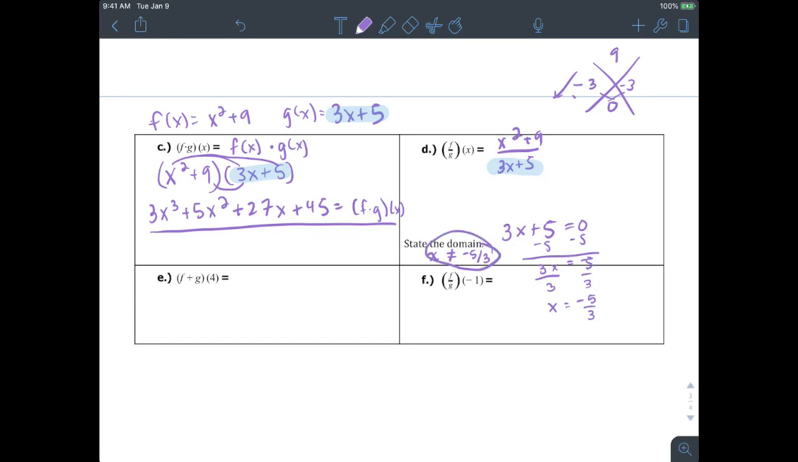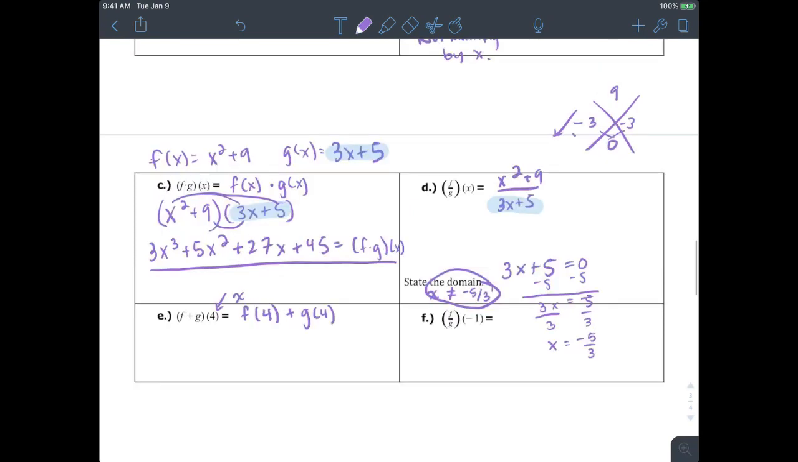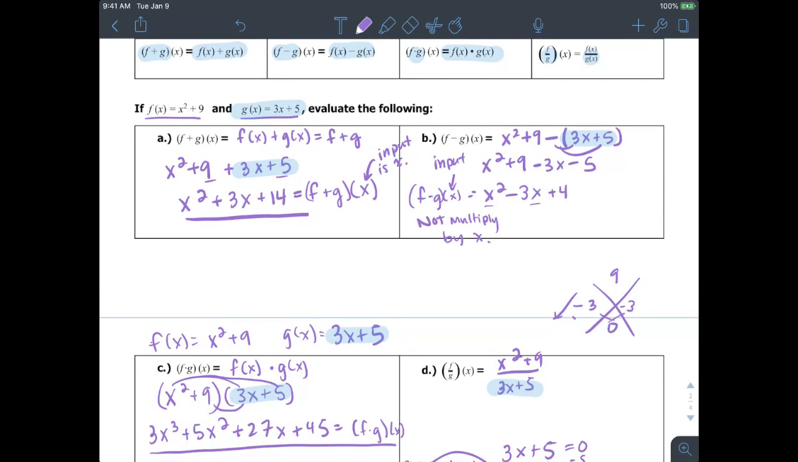All right, we got some options for f plus g of 4. So remember, what is the 4? That is our input, our x value. So I'm going to look at this like this. We're going to be like f of 4 plus g of 4. Or you can go back and take our equation here and plug that in.